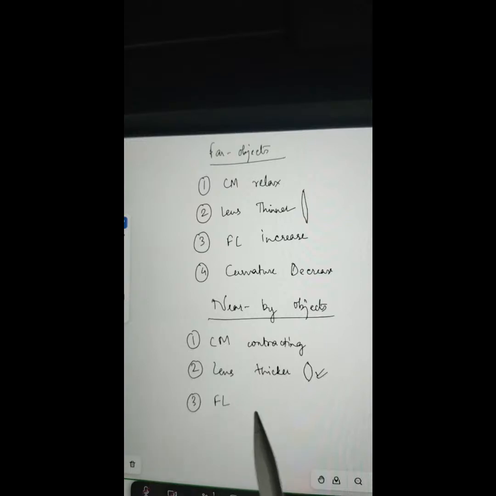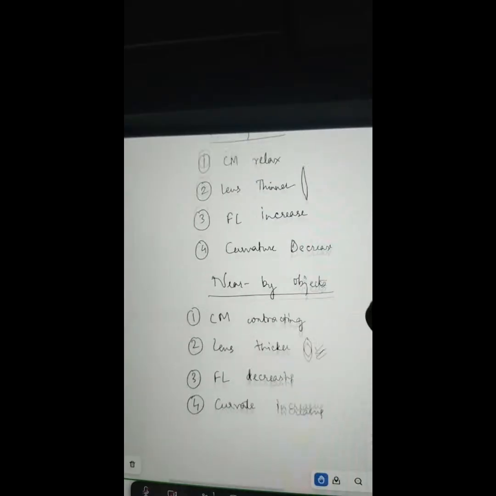FL means focal length. Here the focal length will be decreasing. The curvature will be increasing. These points are very, very important and you can get them in any type of MCQ, right? So you should note it down.